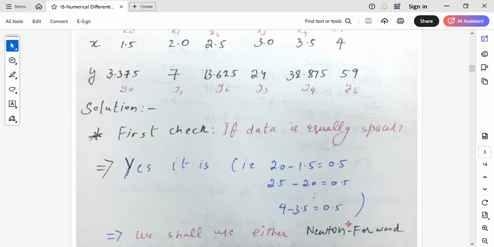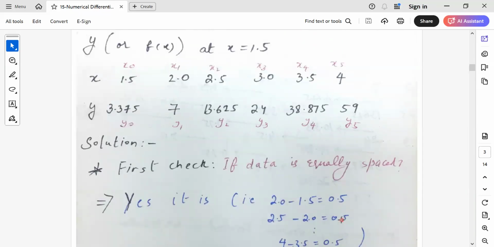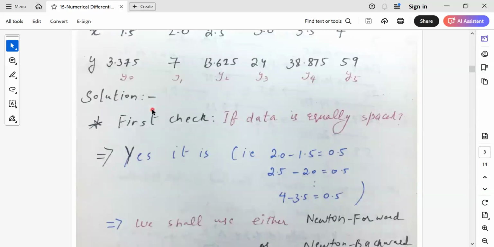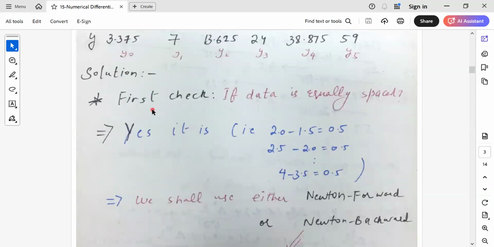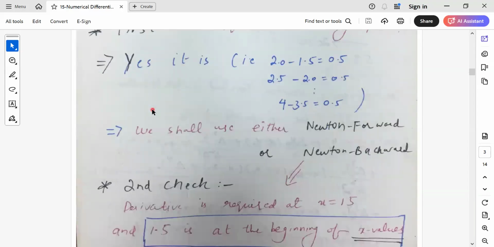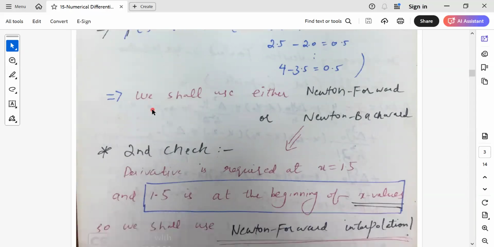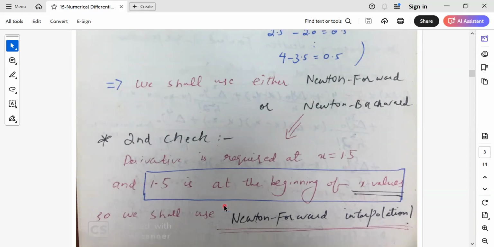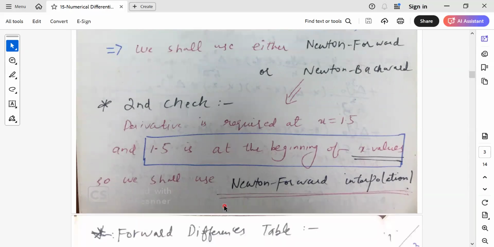So h is 0.5. Now 1.5 is at the start, so we must use the forward formula. We shall use either Newton forward or backward, but in this case, we are going to use Newton forward. The second check is that the derivative is required at x equal to 1.5, and 1.5 is at the beginning of the x values. So we shall use Newton forward interpolation.